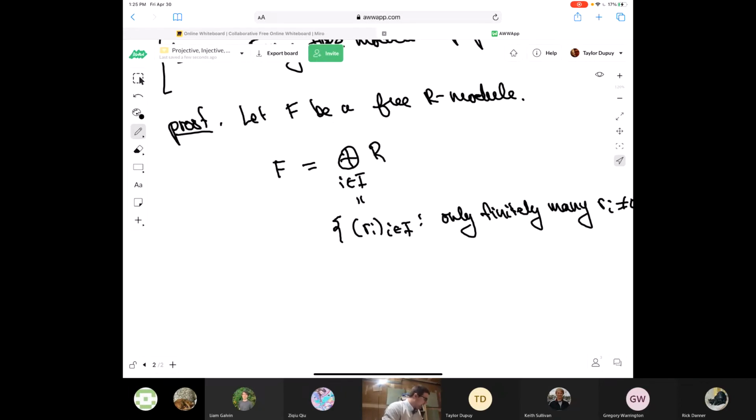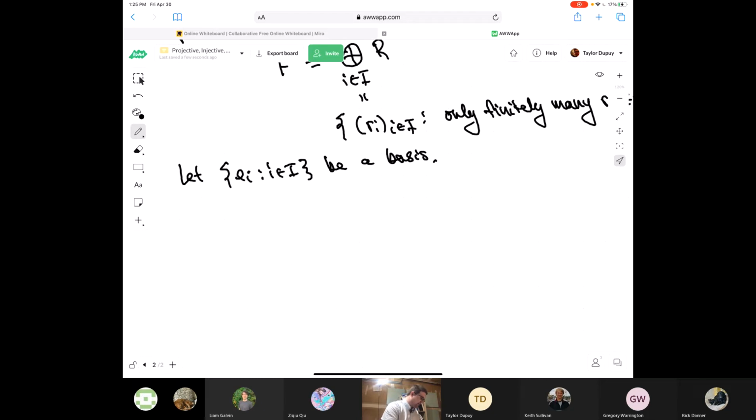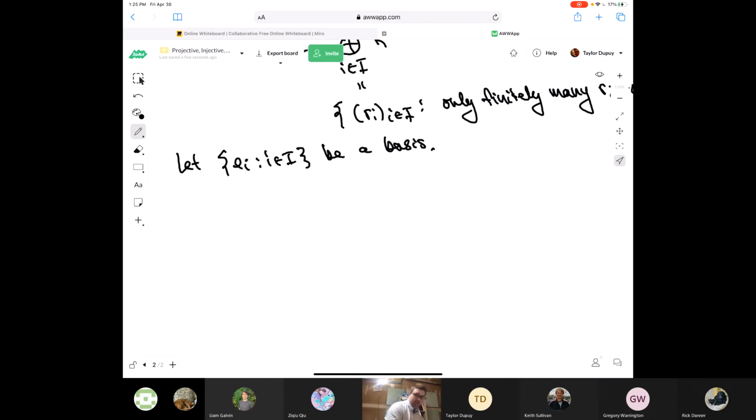Then what we're going to do is let this collection e_i for i in I be a basis. So these are like the standard basis vectors in this infinite dimensional vector space, but just copies of R. So let this be a basis. And what we're going to do is set up our diagram. So suppose we have a diagram as in the criteria.